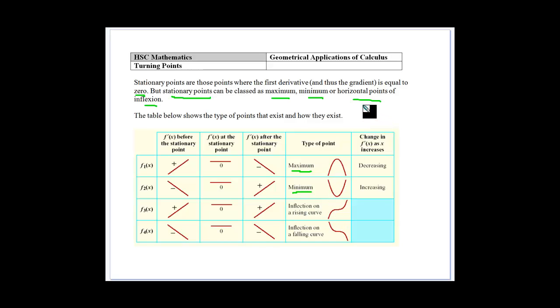And in the case where it's got a gradient there, it's a horizontal point of inflection. Notice the concavity of those two doesn't change, but for a horizontal point of inflection it does. And here's one where the curve falls, it's stationary, and then it falls again. So that's where we get points of inflection, horizontal points of inflection.